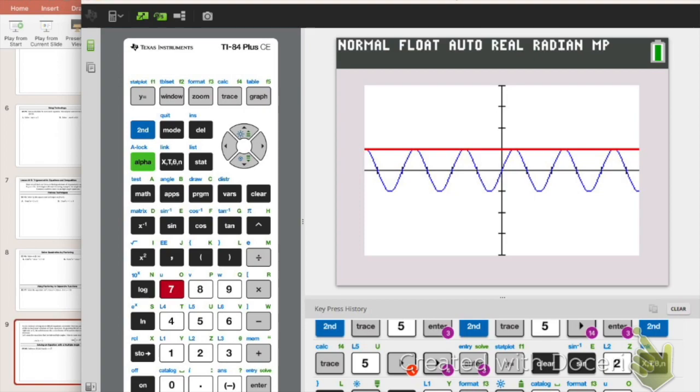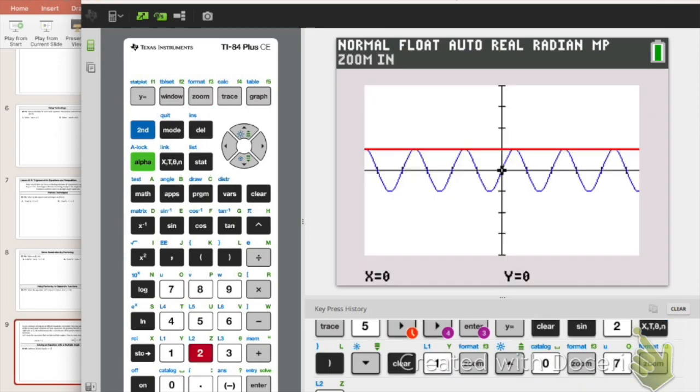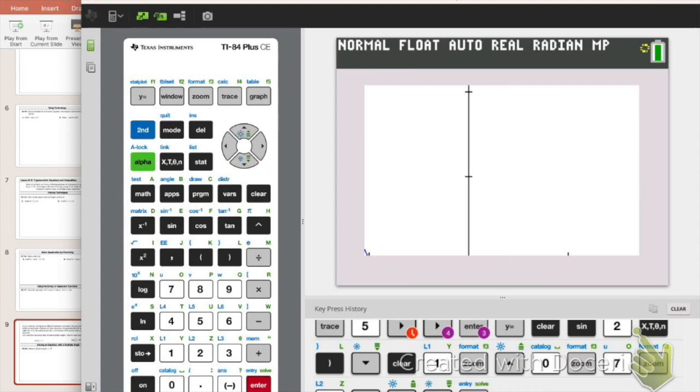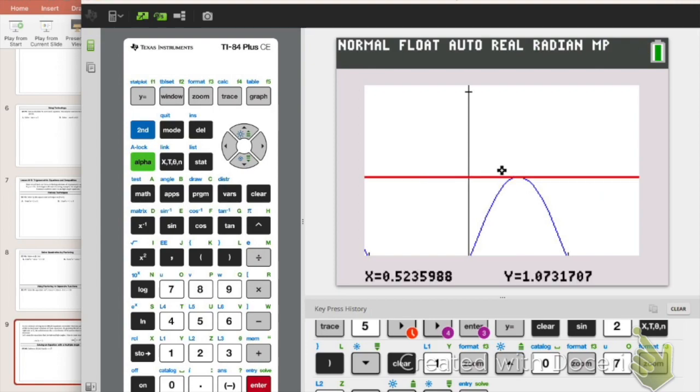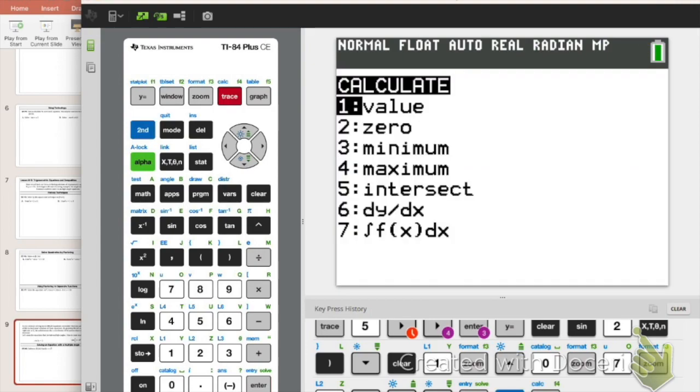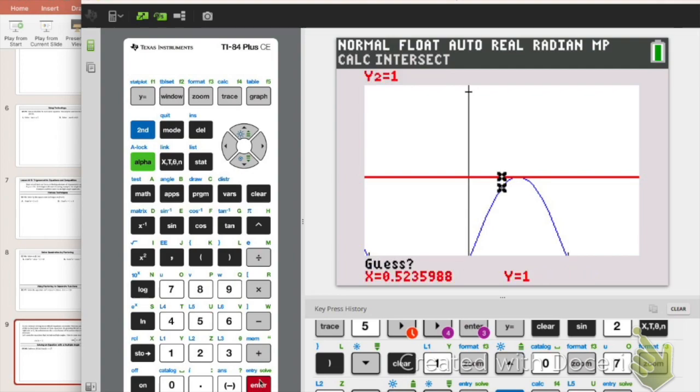So sine 2x is equal to 1, and then I'm going to zoom in so I can see what's happening over here a little bit better. Looks like it's topping out. Yeah, pretty much. Okay, so if I wanted to find the intersection, enter, enter, enter. Looks like we're intersecting at 0.78539, right? So we could do that just by typing it in.